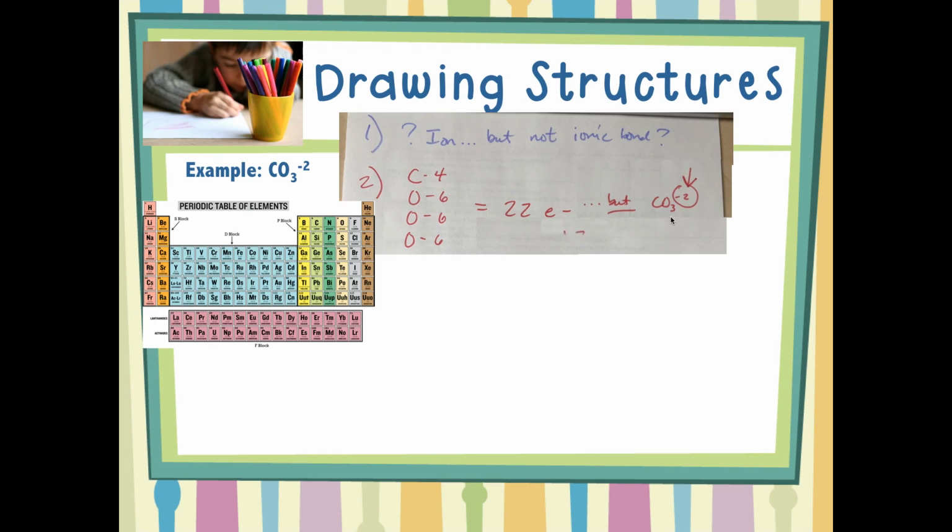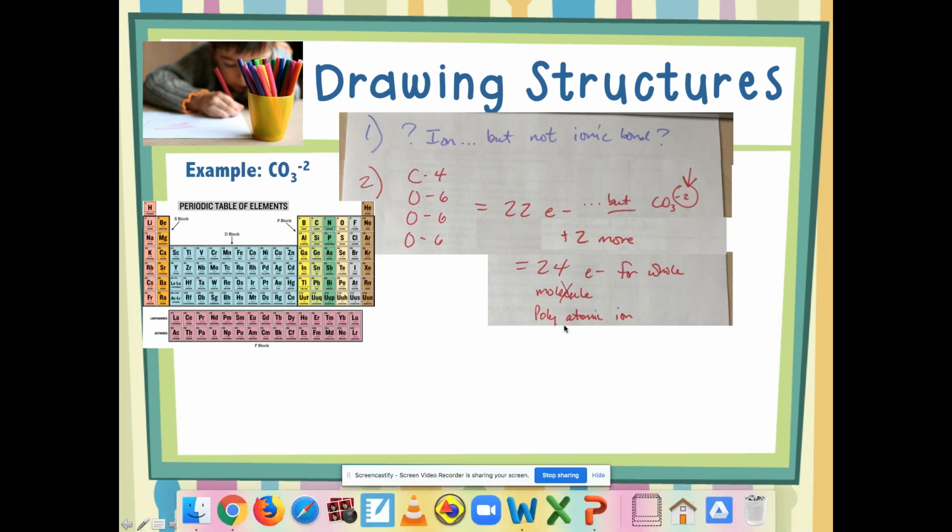So that means instead of 22 electrons, this compound got 2 extra electrons from somewhere else. So instead of 22, there's really 24 electrons for the molecule. But wait a second, here's maybe where you remind yourselves, this isn't a molecule. This is called a polyatomic ion. This is maybe a term you remember from before. This is really carbonate. So carbonate only happens if it gains 2 electrons from somewhere.